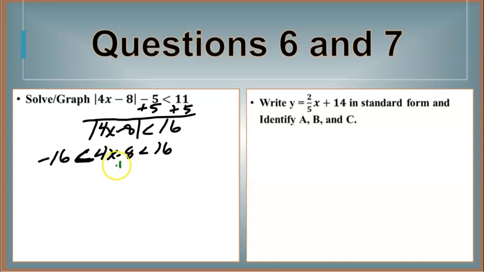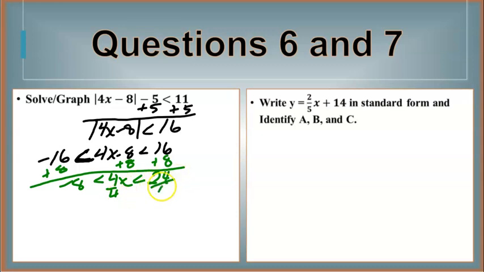So now I'm going to add 8 to the inside and the outsides. And that gives us 4x is less than 24, and it's greater than negative 8. To get x by itself, I'm going to divide by 4 on the inside and the outside. And I would have x is less than 6, but greater than a negative 2.